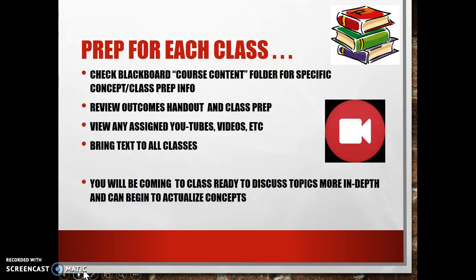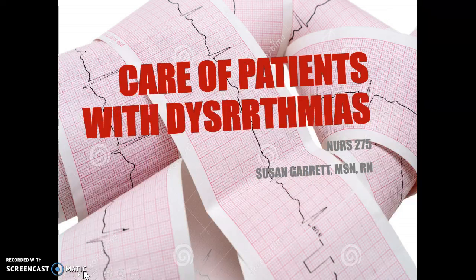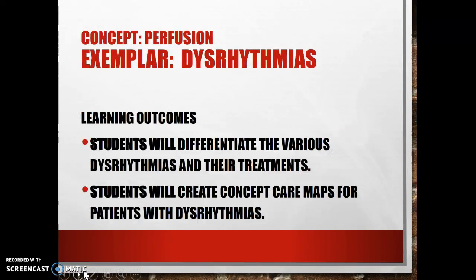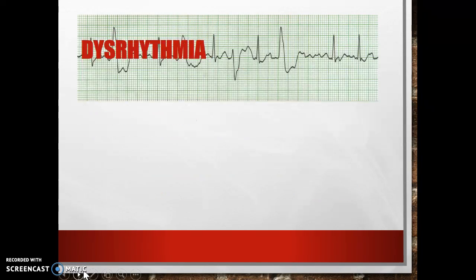All this is about is you coming to class ready to discuss the topics in more depth. We won't be spending as much time on A&P. We'll be actually beginning to talk about the concepts themselves, such as dysrhythmias. Without further ado, let's start with care of patients with dysrhythmias. The learning outcome for this exemplar is that you're going to be learning the various dysrhythmias and their treatments, and we will be creating a concept care map for them in class.